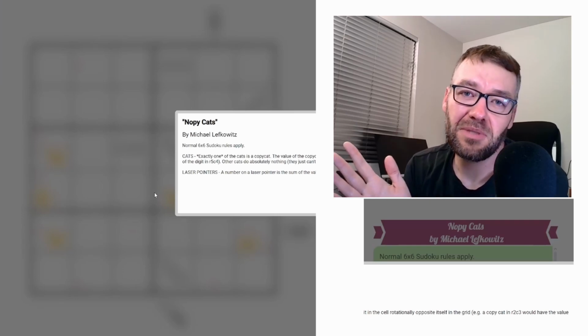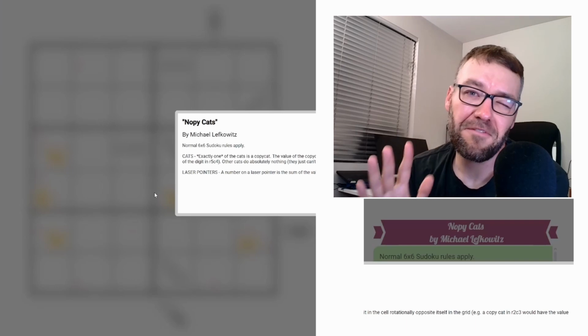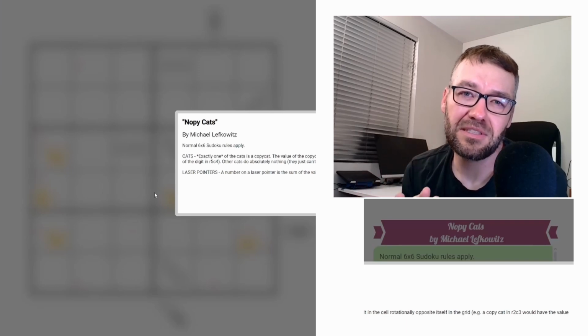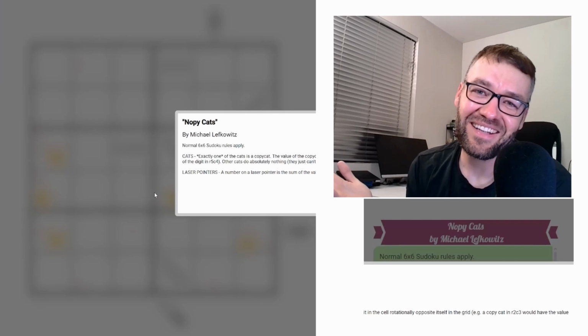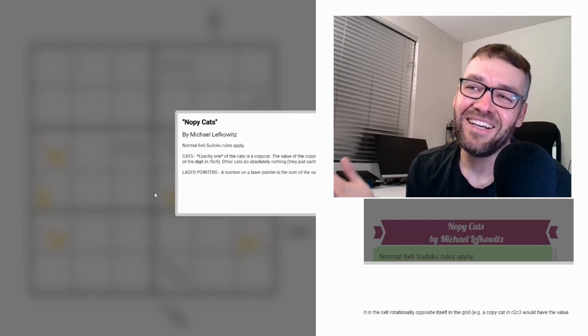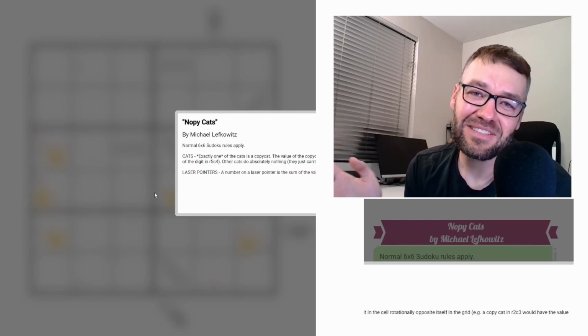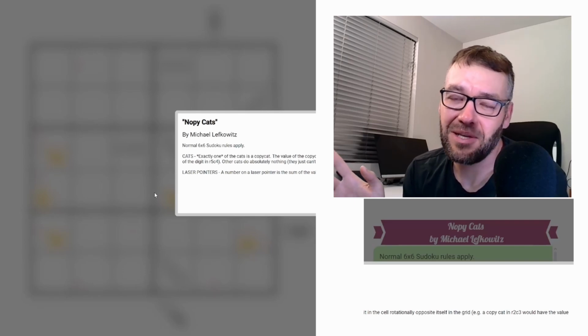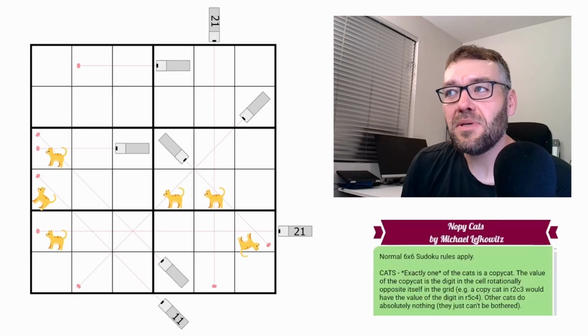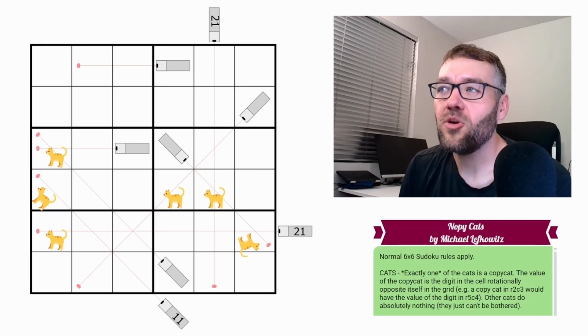I was going to jump into 9x9 puzzles because I've become fairly familiar with these in a 6x6 environment, but I saw this one had cats in it and I was like, okay, I got to do the cats, right? So this is a 6x6. I'm probably mostly going to be focusing on 9x9 puzzles in the series, but this will be a nice introduction. So this puzzle is Nopy Cats by Michael Lefkowitz.